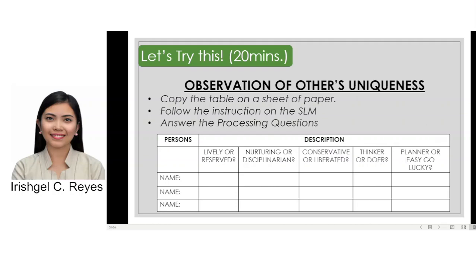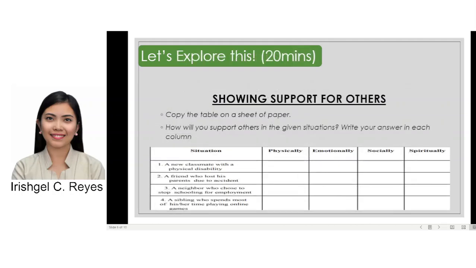activity number 1. Next, you have to answer Let's Explore This, and that's again 20 minutes, showing support for others. So you have to copy the table on a sheet of paper, and then how will you support others in the given situations? Write your answer in each column. So how are you going to support them physically, emotionally, socially, and spiritually?